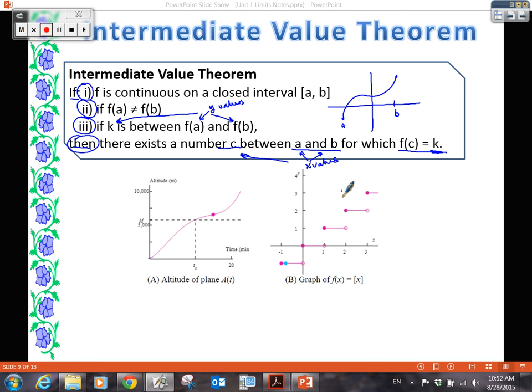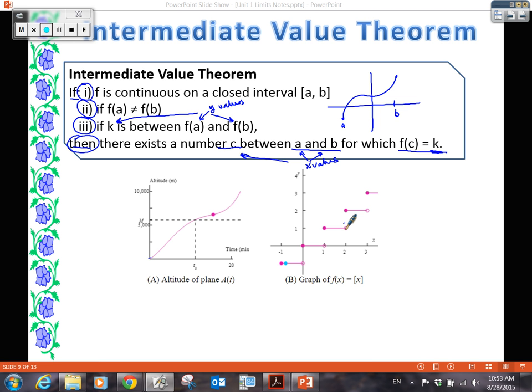We can't really use the intermediate value theorem on here. Even if our k value was 1, and we wanted to prove that there was a k value 1 between 0 and 2, well, there is one, but we can't use the theorem to prove it because it doesn't match the criteria. Just because it doesn't match the criteria does not mean it's not true. It just means we can't use this theorem to prove it.